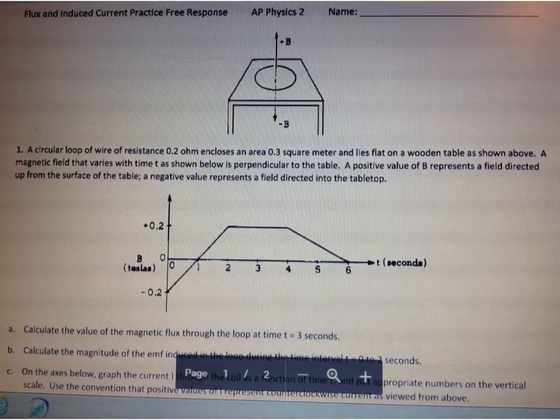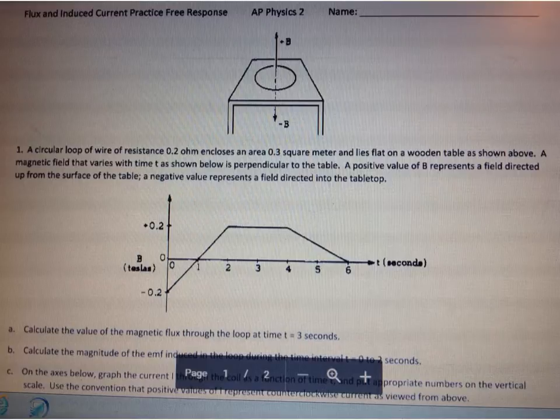So we see that it starts off in the negative direction, down towards the floor, and then over the first 2 seconds changes from negative to 0 to positive. So now it's coming up out of the table towards the ceiling, and then it stays constant from 2 to 4 seconds. Then from 4 to 6 seconds we see that it goes from pointing up towards the ceiling back down to 0 by the time it gets to 6 seconds.